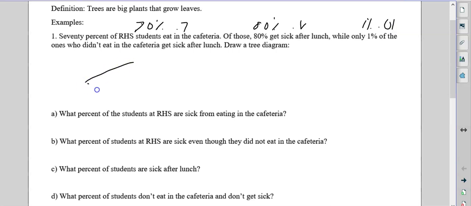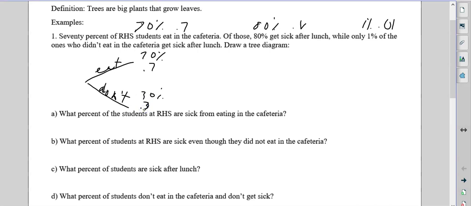So we're going to make our first branch, and we say these are the ones who eat, and these are the ones who don't. Okay? And we know that 70% eat. Now you can put 7 here, 70 or 0.7, it doesn't matter. We're going to be multiplying, so I'm just going to do it like this. It's just so you can see, but you don't have to do it both ways. Now, if 70% are eating, that means 30% are not, 0.3.